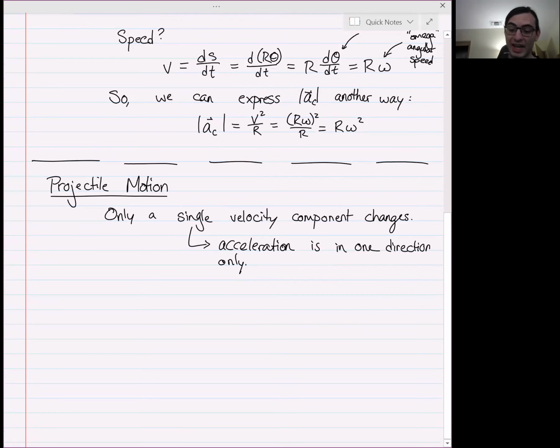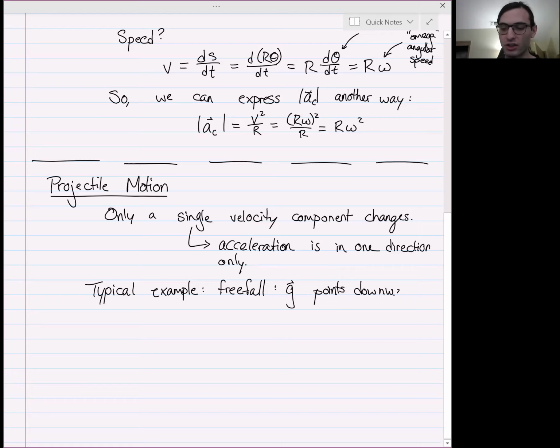So there's a really standard example here that we've actually already talked about a bit, and that's free fall. The reason we know this is an example is because the vector g, the acceleration vector due to gravity, points downwards. It points only in a single direction. It's not changing direction. It's not some mix of directions. It's just down.